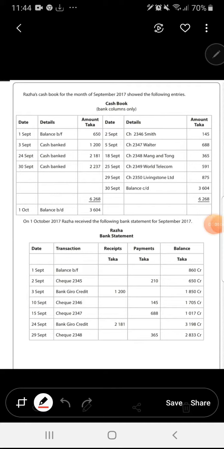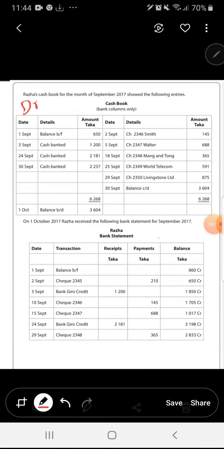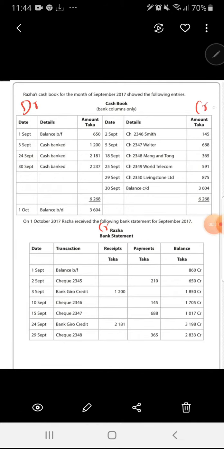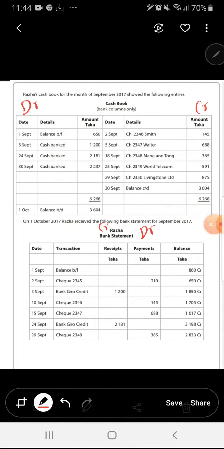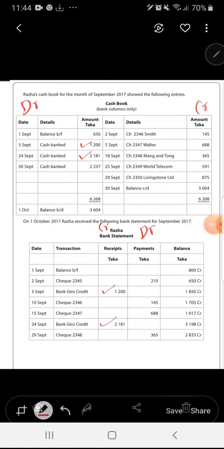Okay, here you compare the debit side of your cash book along with the receipts, which is the credit column of your bank statement. Along with the credit side of your cash book, you compare the payments, which is the debit column of your bank statement. As you can see, there is 1200 on the debit side of the cash book, as well as 1200 here. Again 2181, 2181.